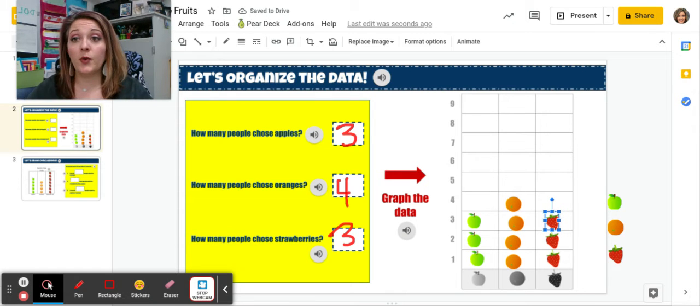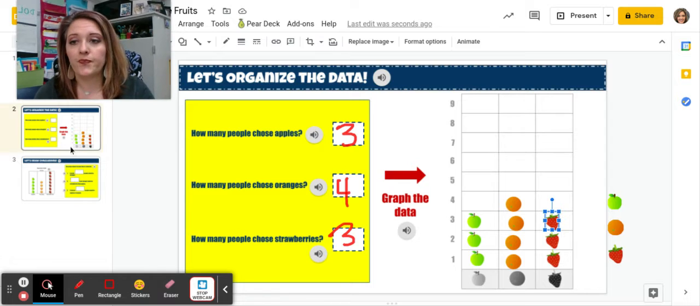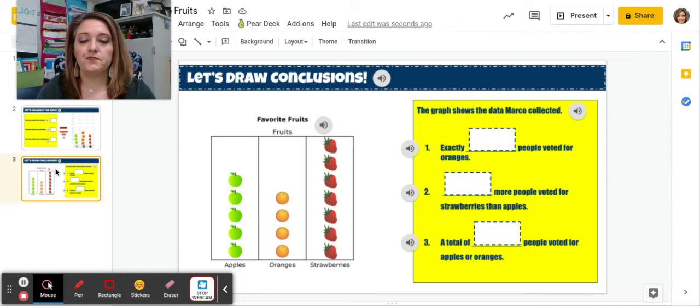So we took a survey. We asked people what their favorite was. We collected our answers. Then we wrote down how many we had for each. And then we used the pictures to create our graph. Let's look at the next slide.